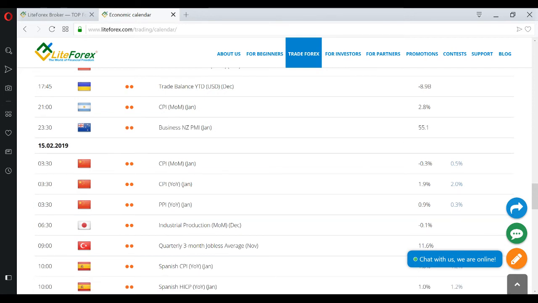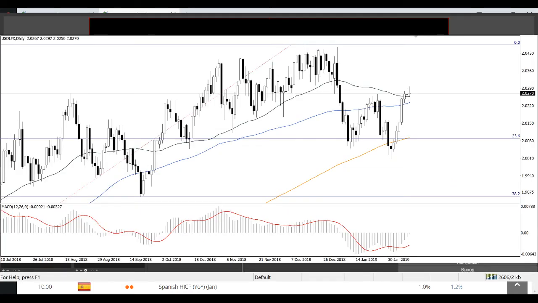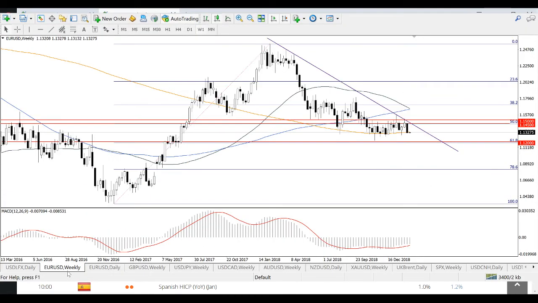It's time to have a look at the charts, the remaining charts we have, and to perform some technical analysis. Let's start with euro dollar. And here you can see that on the weekly chart, the currency pair has finally closed last week below the 200-week moving average in the area of 1.1332. However, we can't say that the pair closed very far below this support line.